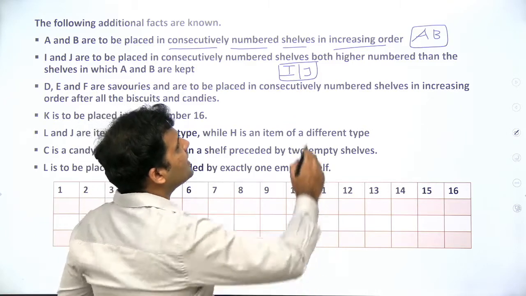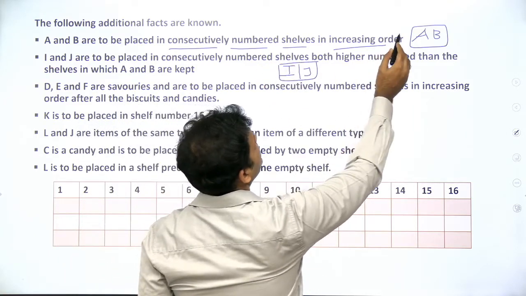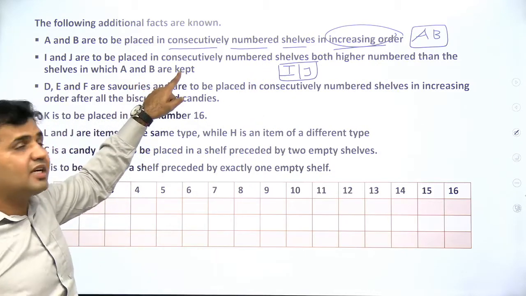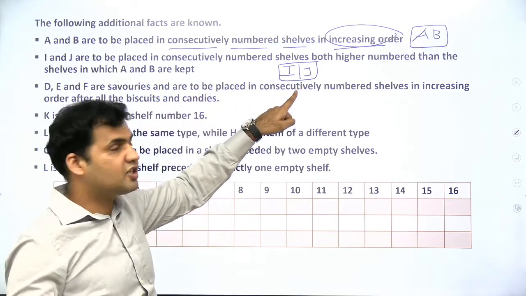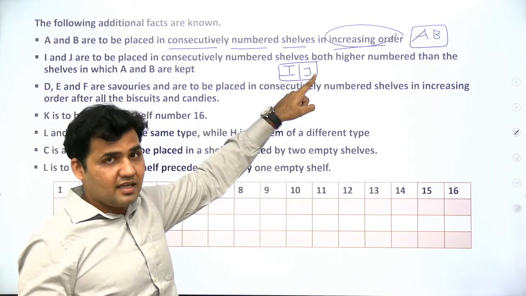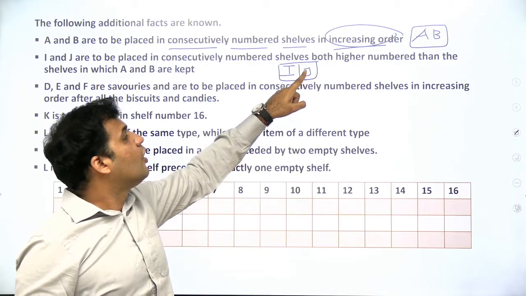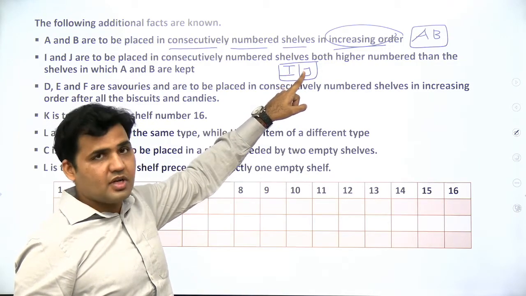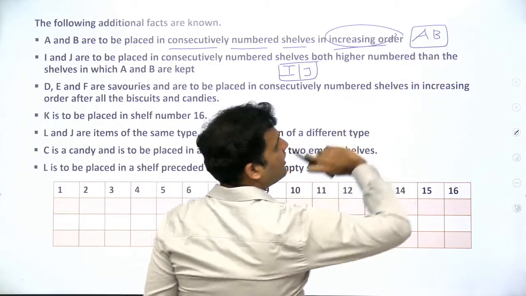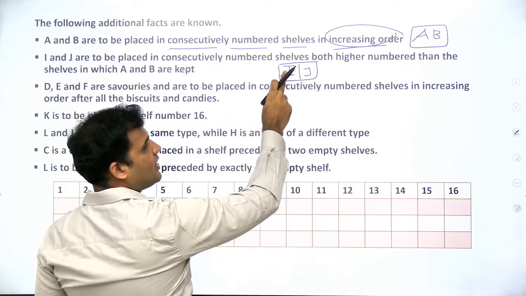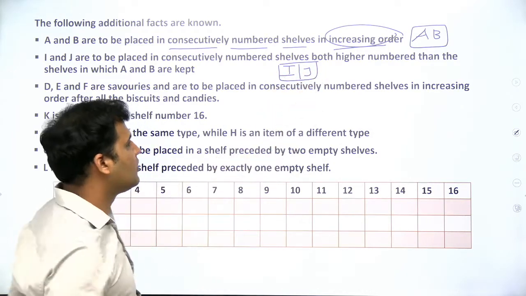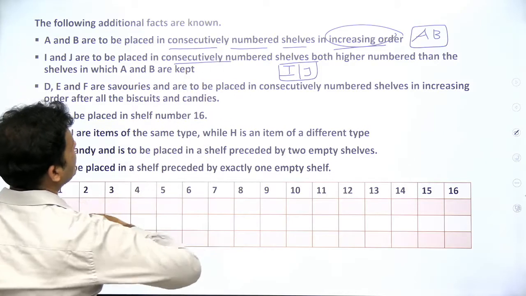But here it is mentioned that they are arranged on consecutively numbered shelves, but it is not mentioned in the second piece of information that I and J are supposed to be arranged in increasing order. It can be I first and J second, or you can say J first and then later it could be I. But here we know that A will come first, B will come later. Here we do not know whether I will come first or J will come first. But they will be coming together, right? They will be on consecutively numbered shelves.